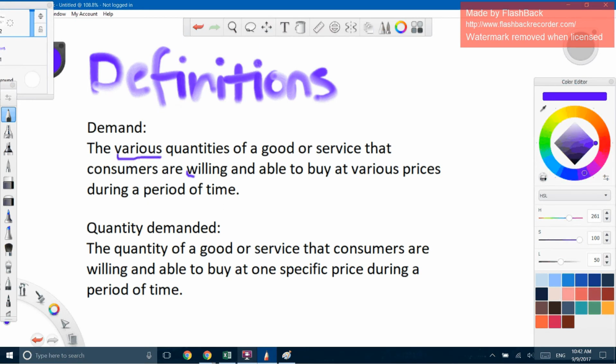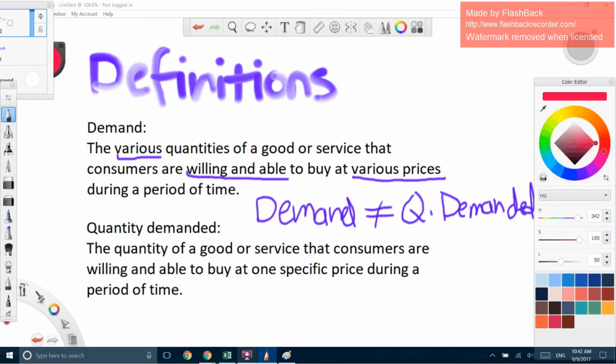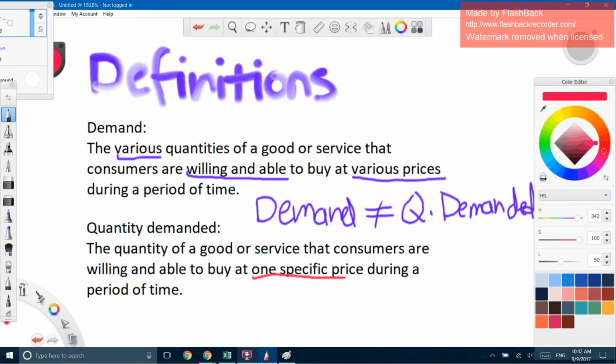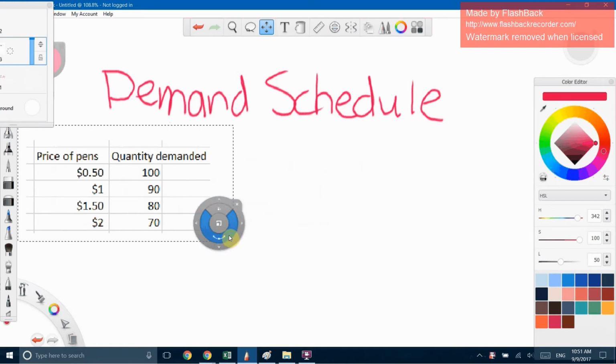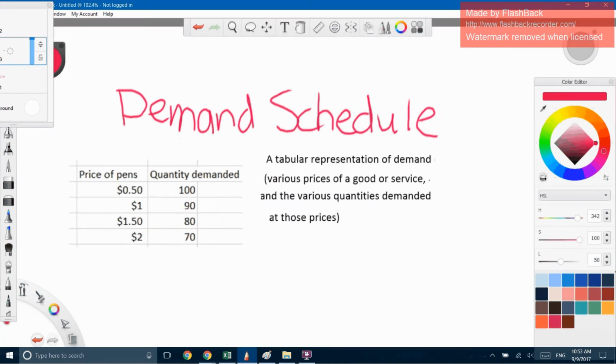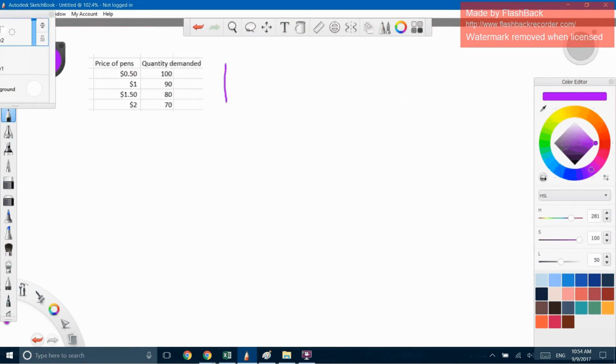But then there's also quantity demanded, which is different. So the quantity demanded is the quantity of a good or service that consumers are willing and able to buy at one specific price during a period of time. While demand has two variances in there: the various quantities and various prices. So the demand schedule is a tabular representation of demand, basically. It shows the prices and the various quantities demanded at each price.